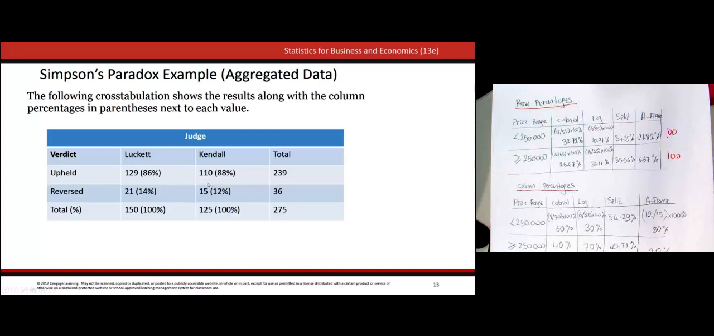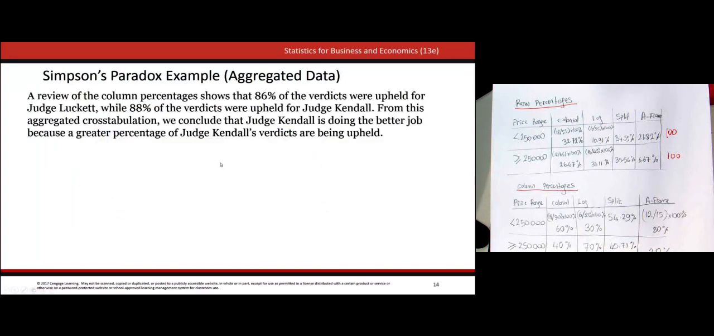But this doesn't show the type of court. We have two courts, municipal and common pleas, but this is the aggregated cross-tabulation. If we look at this aggregated cross-tabulation, 88% of Kendall's cases were upheld, and 86% of Lockett's cases were upheld. Looking at this aggregated data, Judge Kendall is doing better, and a greater percentage of Judge Kendall's verdicts are being upheld. So based on this aggregated data, Judge Kendall is doing the better job.